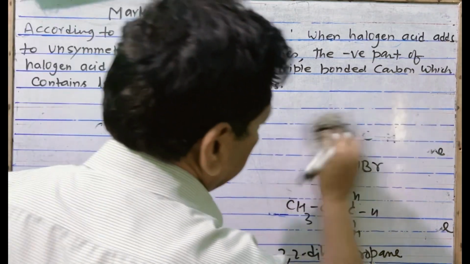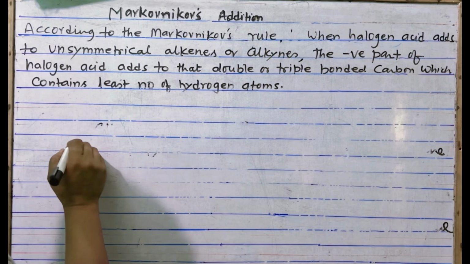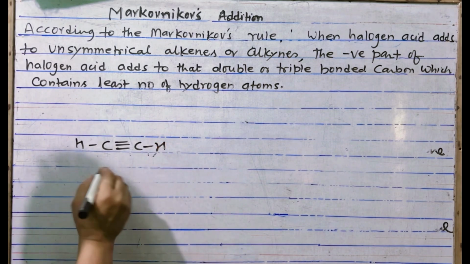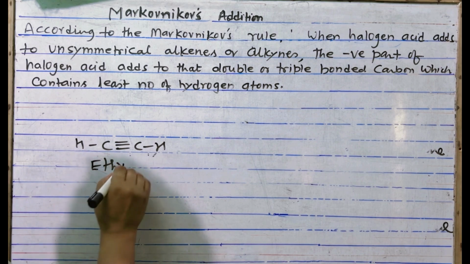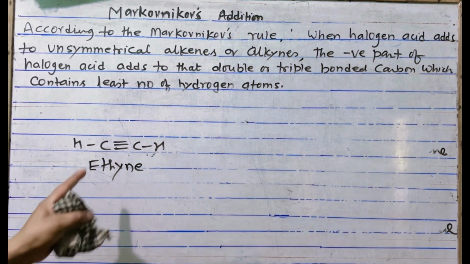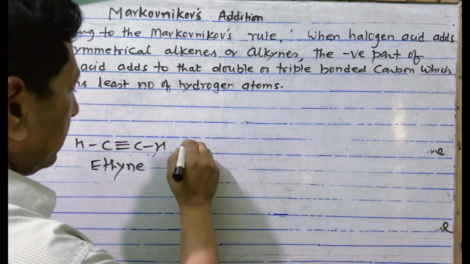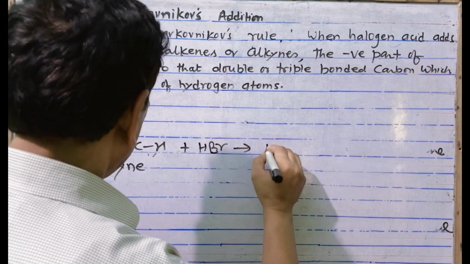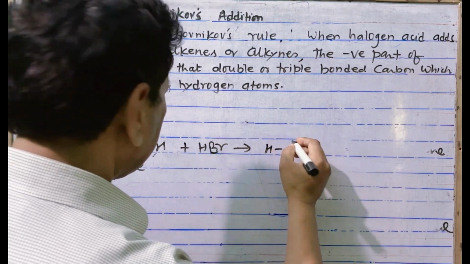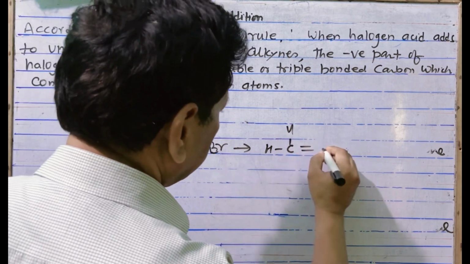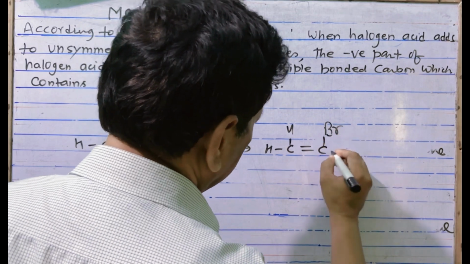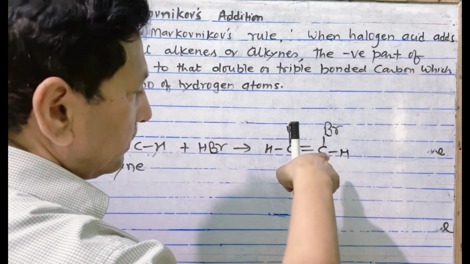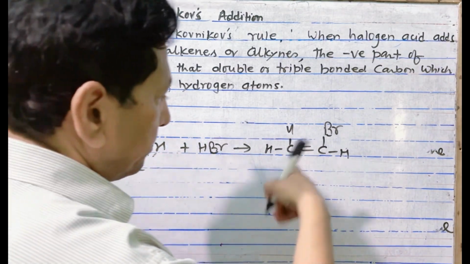And let us take another example. For example, now this compound is ethyne. This is symmetrical. At the first step, no problem. For the addition in one position, either carbon can take it, so it becomes a double bond and bromine will attach to this carbon. Now you look at this compound.